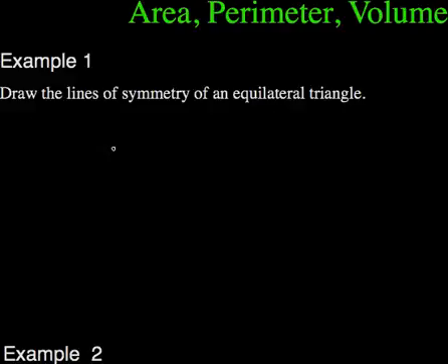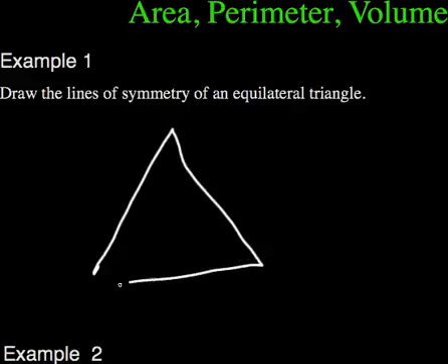So welcome to the first video on area, perimeter and volume. The first example here is so straightforward, I'm just going to go for it. So draw the lines of symmetry of an equilateral triangle. Well, to draw the equilateral triangle, we're just going to go for a sketch.